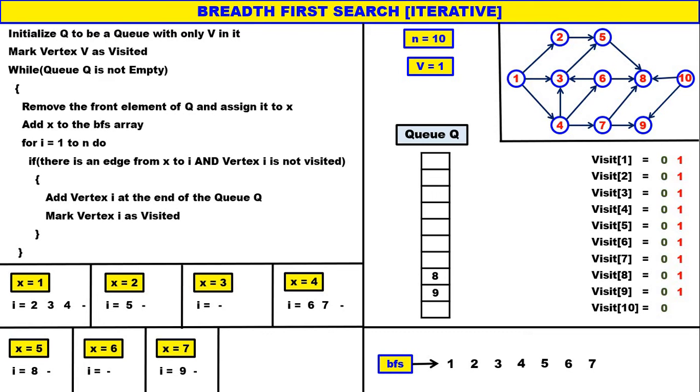And again check whether the queue is empty. No, the queue is not empty. Remove the front element 8 and assign it to x. So x is equal to 8 and 8 added to BFS. What are the nodes adjacent to 8? There are no nodes adjacent to 8. Therefore we cannot do anything.